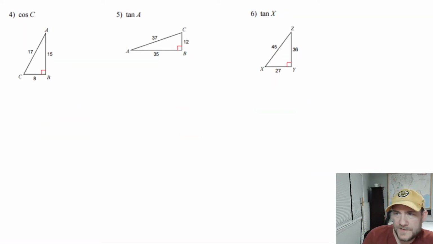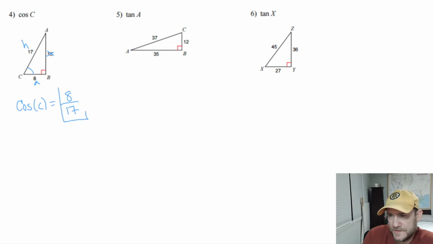Okay, and then there's just more. I'll do these a little bit faster because hopefully you're catching on. But if we're finding cosine of C, then we still just want adjacent over hypotenuse. So for C, 15 is opposite. This is adjacent. This is hypotenuse. So we just want 8 over 17. And I can see that does not reduce, so I'll leave it alone.